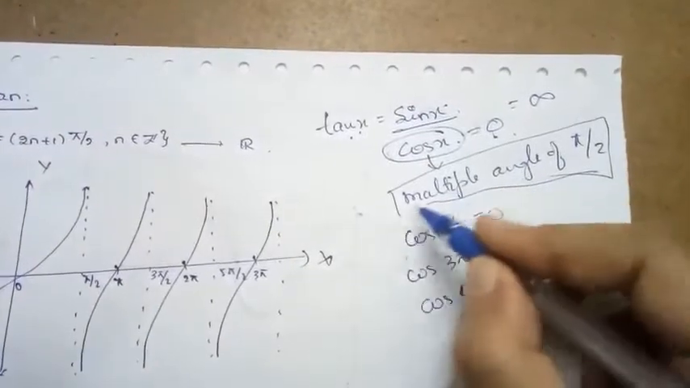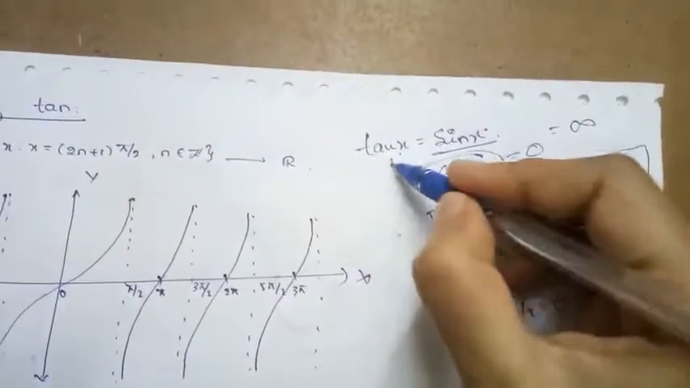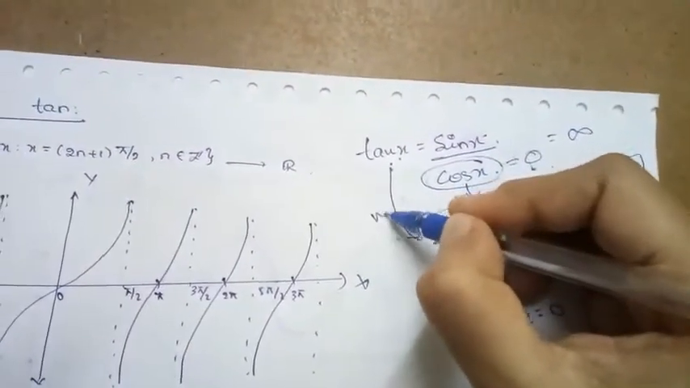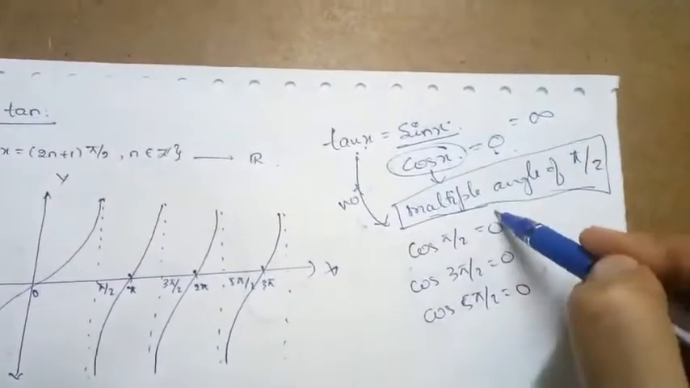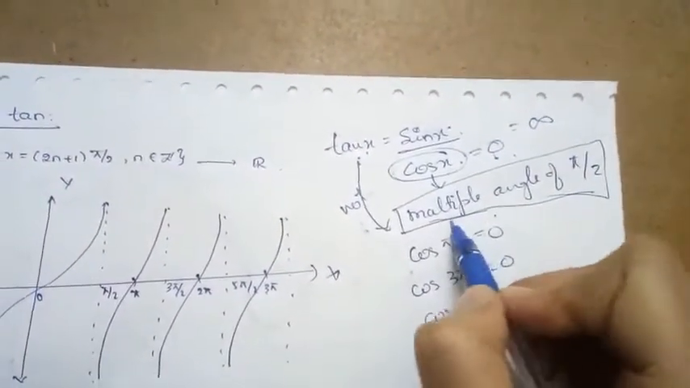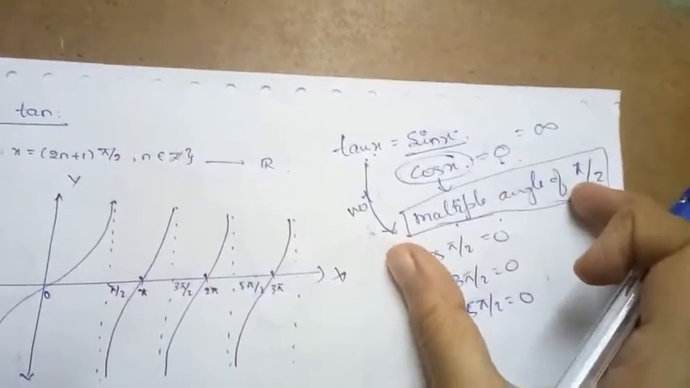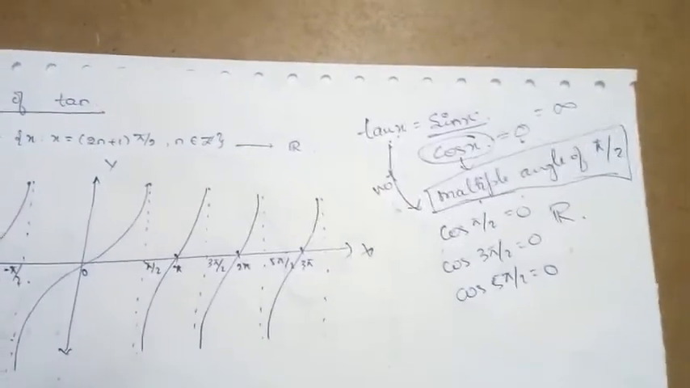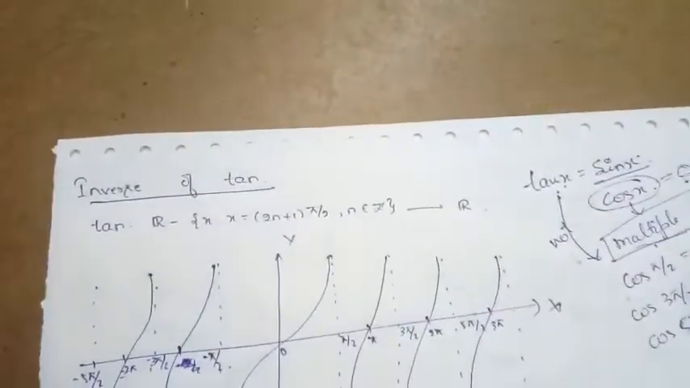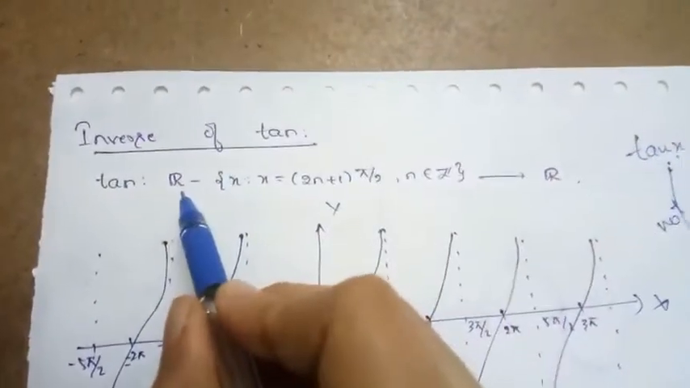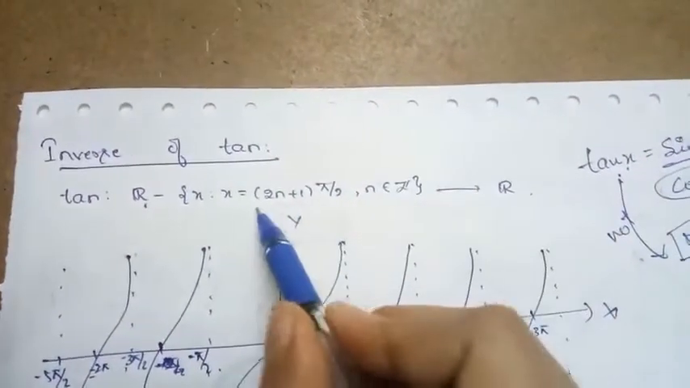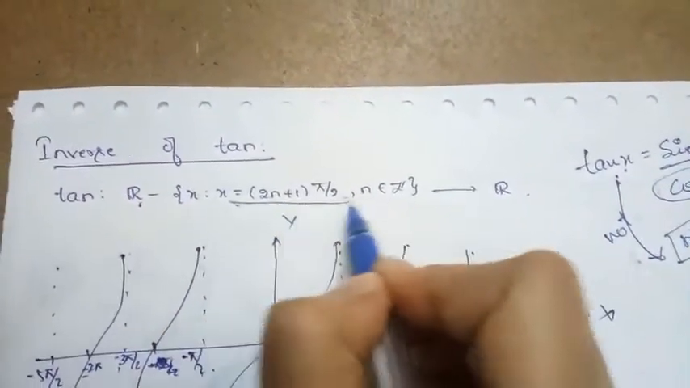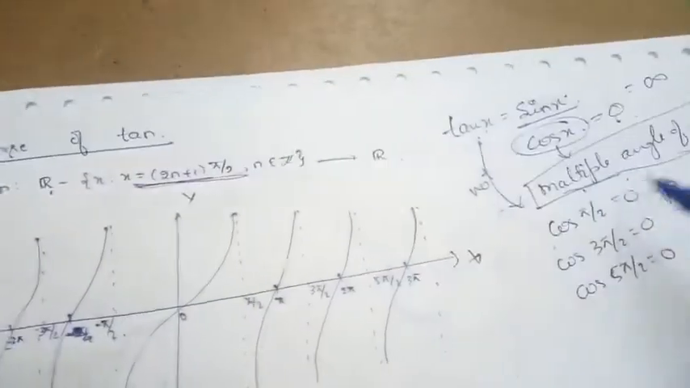So at the multiple angles of pi by 2, the tan function is not defined. So it is not defined means clearly we are removing those multiple angles of pi by 2 from the domain. That is, we are considering the angles from the set of real numbers, that is from the set of all angles in terms of radians. So from those real numbers I am removing all those multiple angles of pi by 2 where the tan function is not defined. So now this becomes the domain of the tan function.